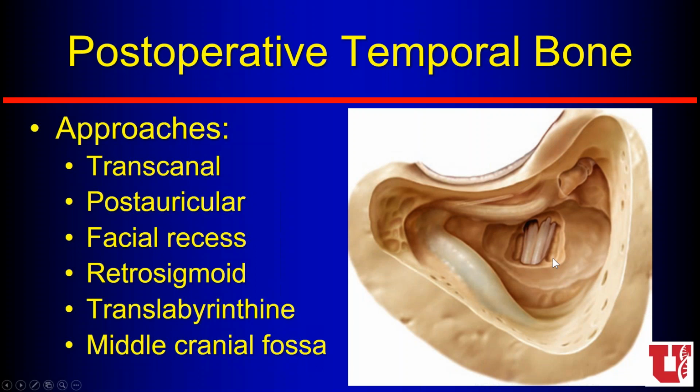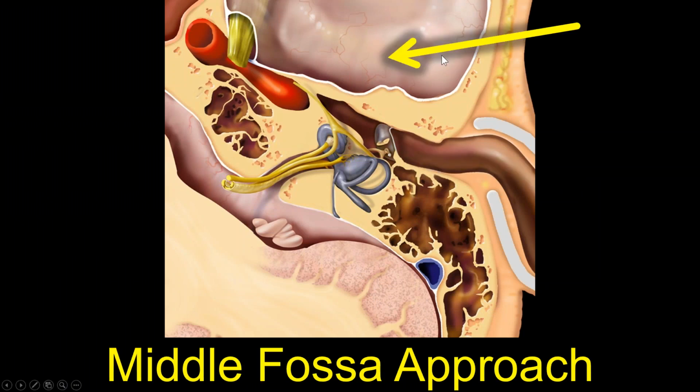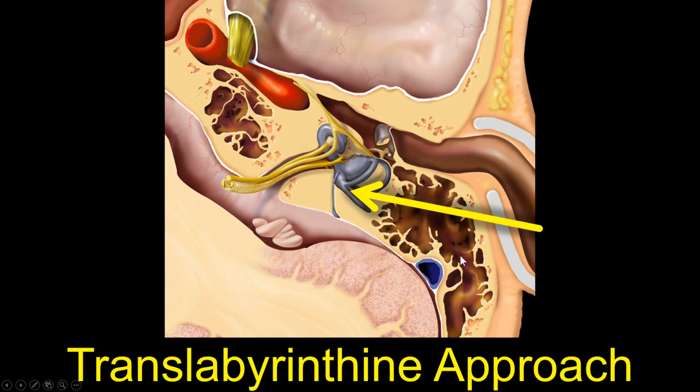So first, I think about the approach. How did they get there? So we have a transcanal approach. Are they just going through the external auditory canal to get to the tympanic membrane itself? We have a middle cranial fossa approach. For the neurosurgeons, usually they're going through the middle cranial fossa above the temporal bone and then going down. We have a translabyrinthine approach. And with this approach, you're going posterior to the external auditory canal, and you're usually going through the vestibule and the semicircular canals to reach the mastoid air cells themselves.